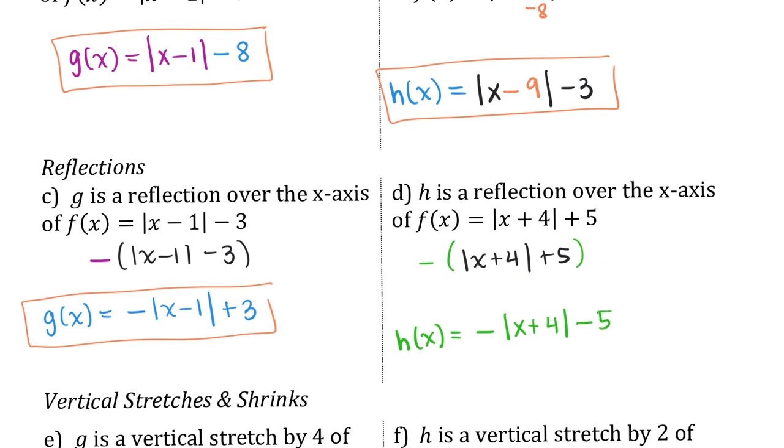And remember, think about whether that makes sense. This was a graph that was left 4, up 5, and it opened up. If I flip it over the axis, now it's going to be way down here, and it's opening down.